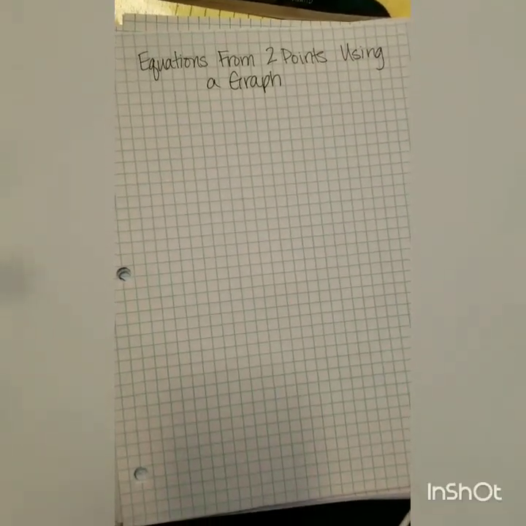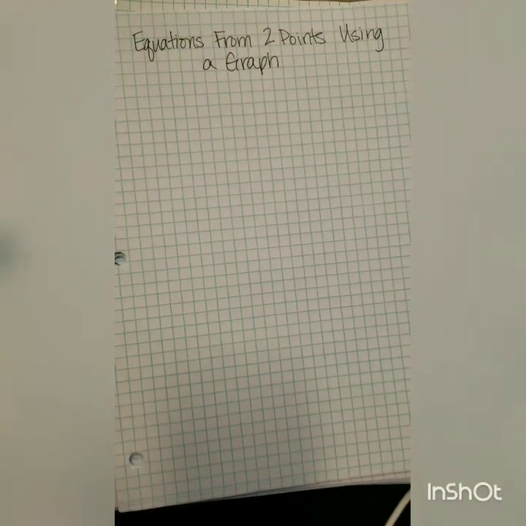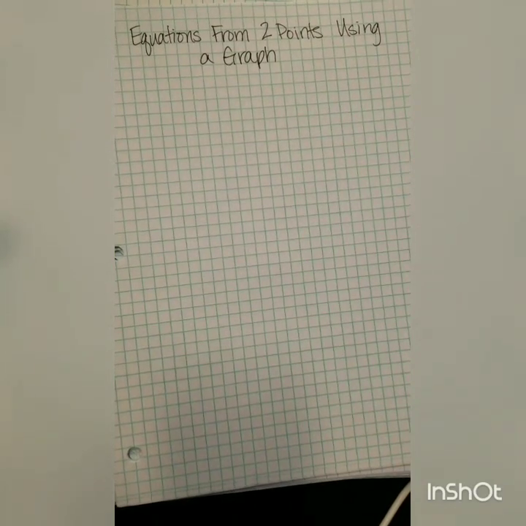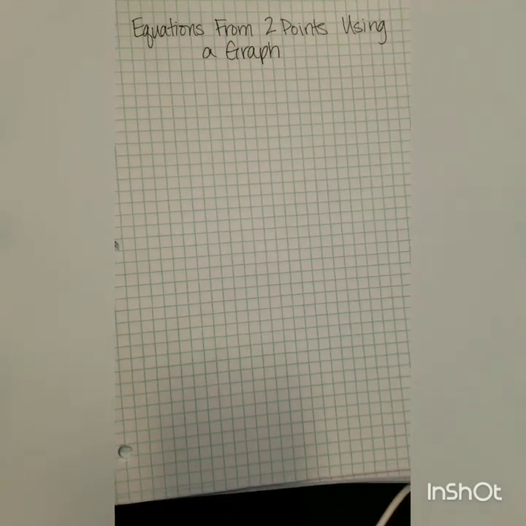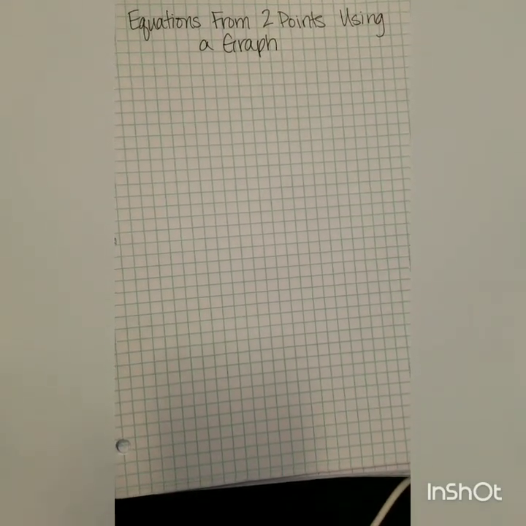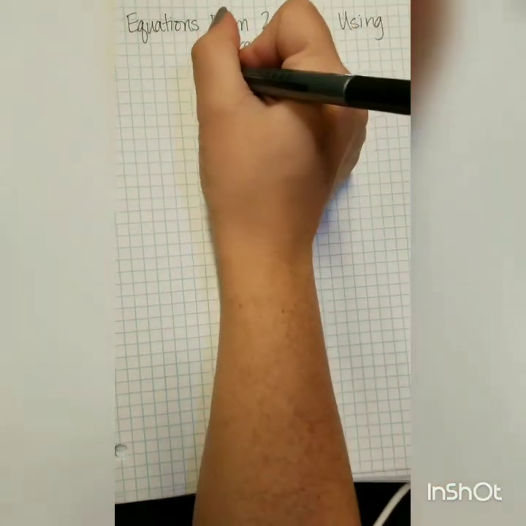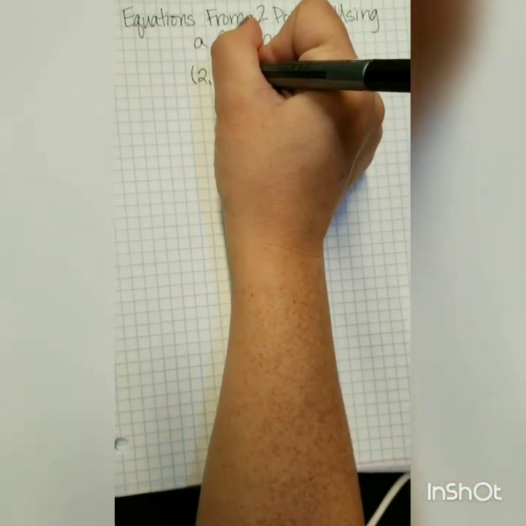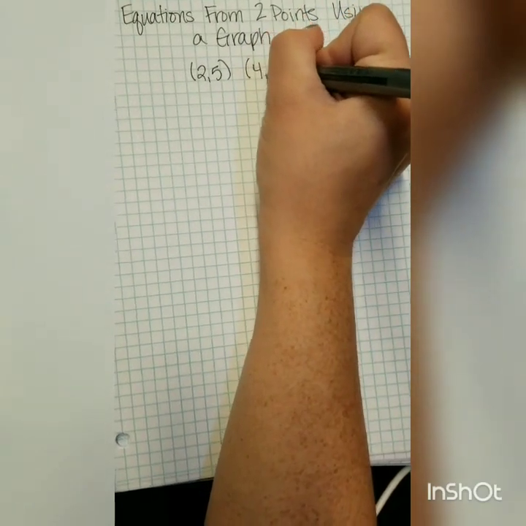In this video, we're going to talk about how to write an equation given 2 points using a graph. So get this written into your table of contents, and then we'll have to put this graph paper into your notebook as well. So we're going to start with the points (2, 5) and (4, 9).